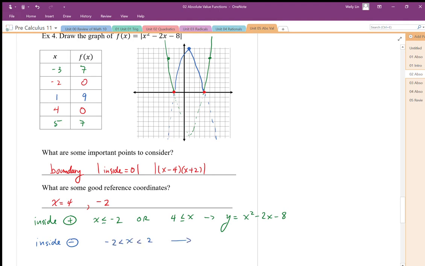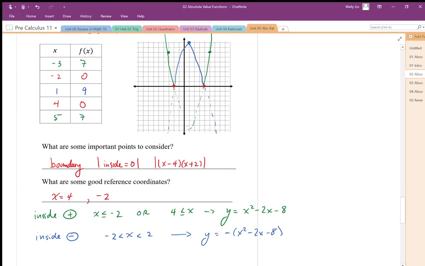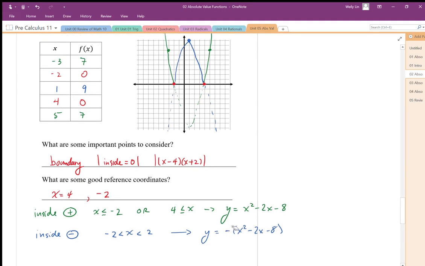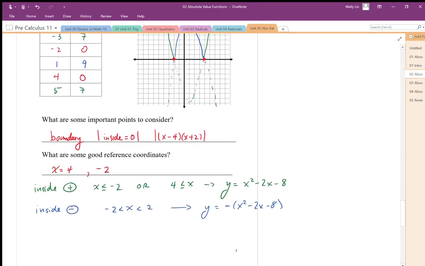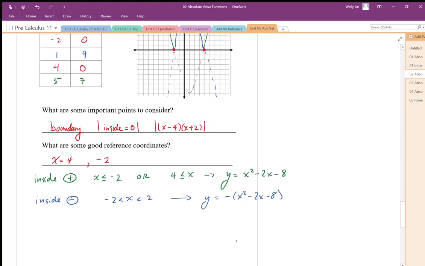For that domain, we're going to take the same graph, x squared minus 2x minus 8, and just make it positive with that opposite sign. So it's going to give me this graph, which is essentially the upside down parabola of the original green one. So there it is, written as a piecewise function.